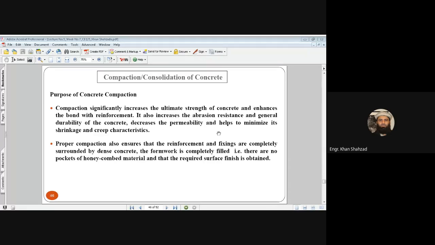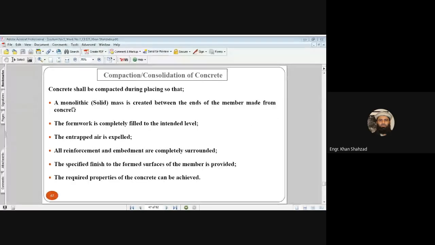It decreases the permeability of the concrete and helps to minimize its shrinkage and creep characteristics. Proper compaction also ensures that the reinforcement and fixings inside the concrete are completely surrounded by dense concrete, the formwork is completely filled, that is, there are no pockets of honeycombing, and the required surface finish is obtained properly. Number two, concrete should be compacted during placing so that a monolithic, or solid, mass is created between the ends of the members made from the concrete.